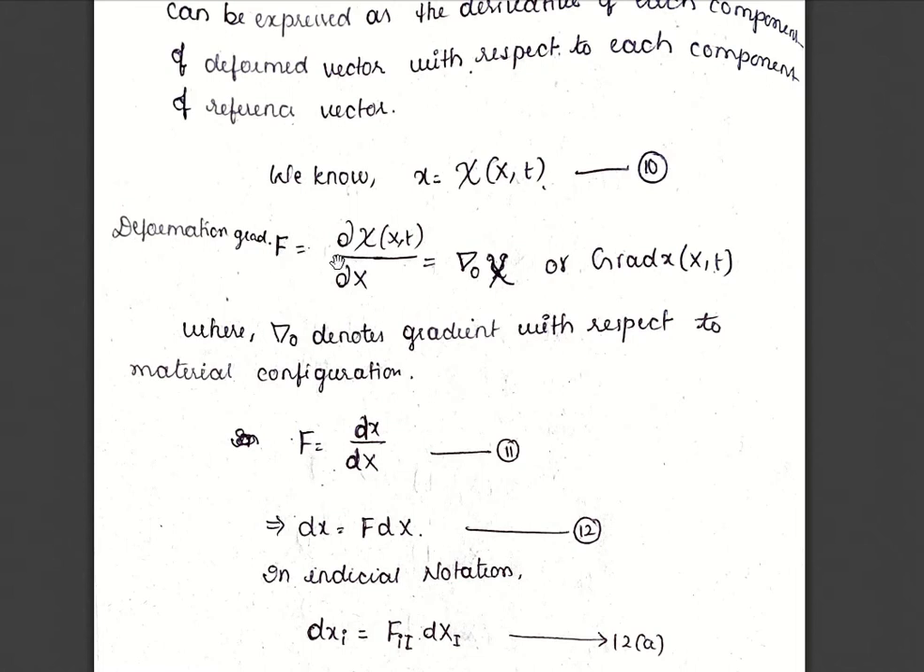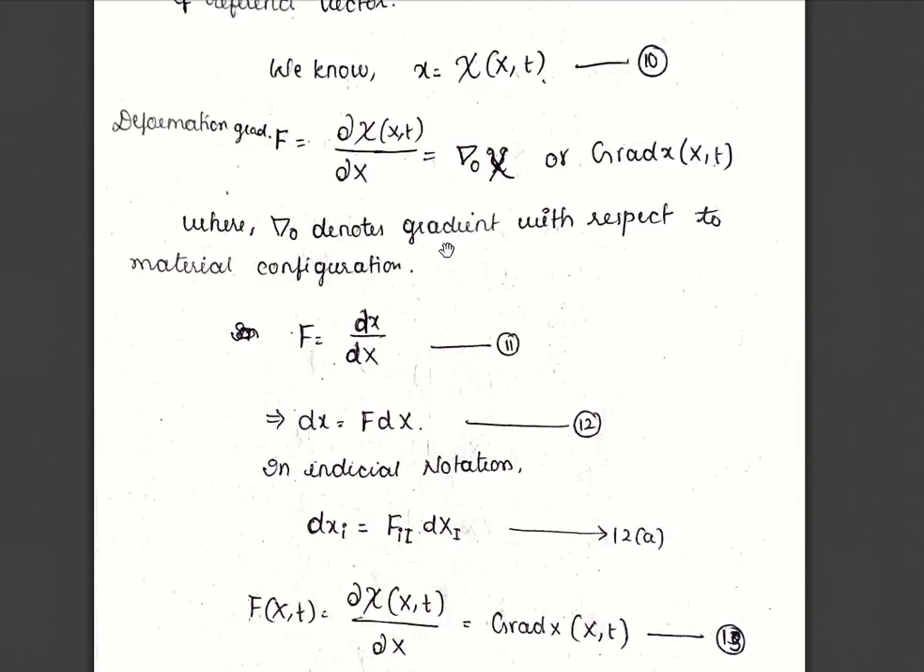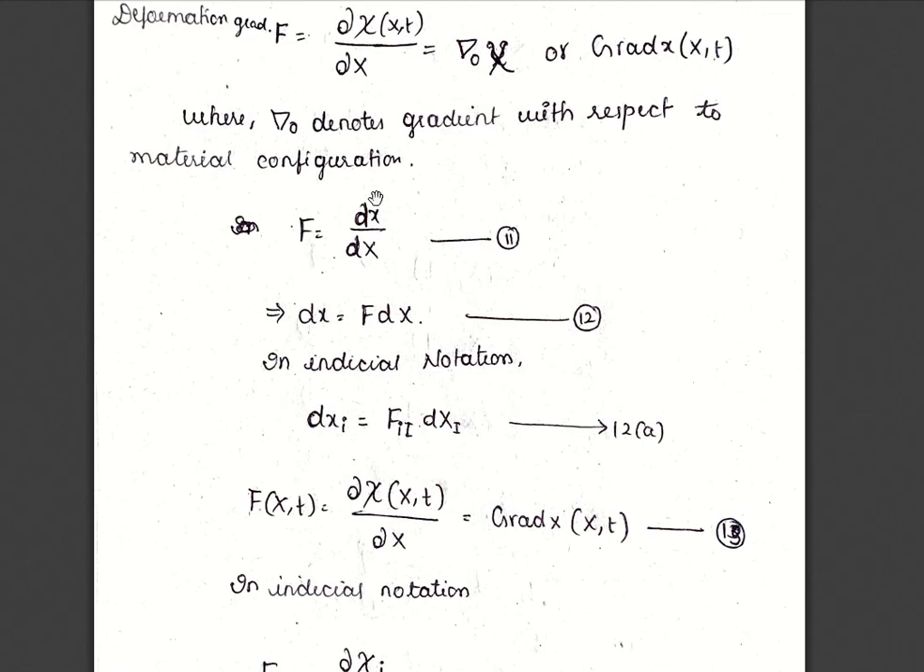So F is equal to del chi by del X. That del chi, which is depending on capital X comma t, that is the spatial coordinate. So we can also mention it as gradient chi of X comma t. Sometimes we can represent d small x by dx. So with that we can write the length of the vector in the current configuration, which can be explained with the help of deformation gradient in this manner.